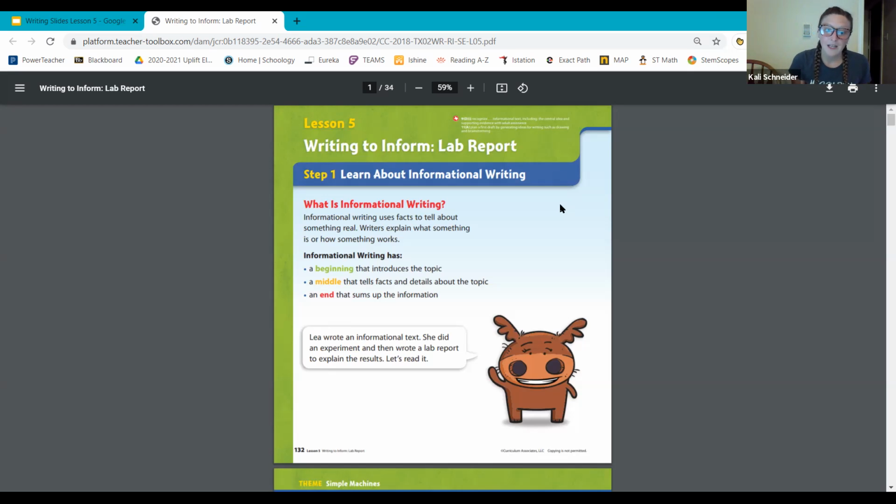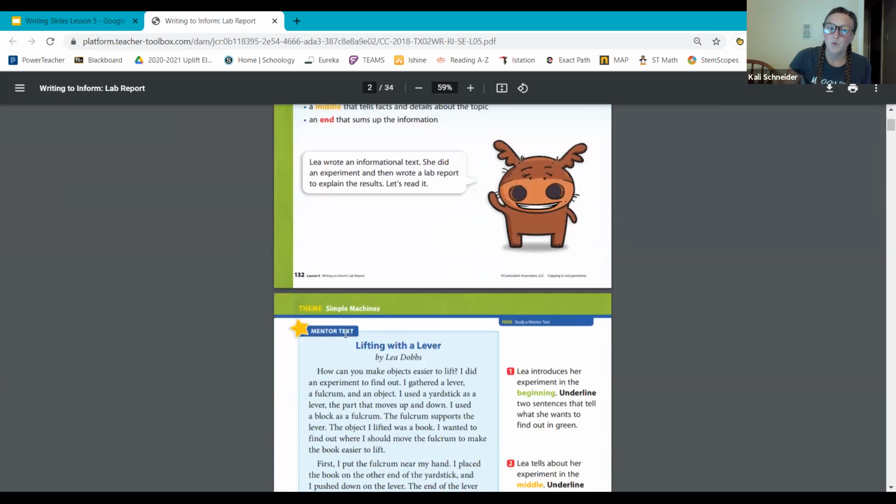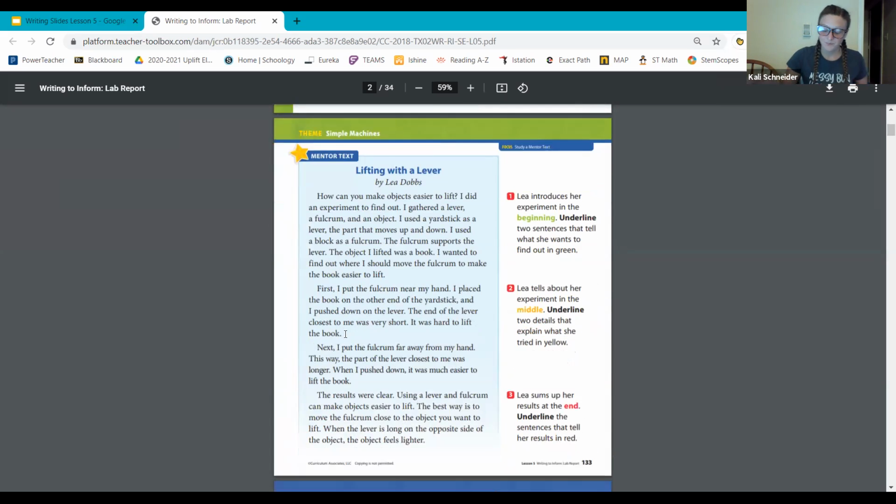So today we're going to read Leah's work. She wrote an informational text. She did an experiment and then wrote a lab report to explain the results. So let's go ahead. We're going to turn to page 133 and read it.